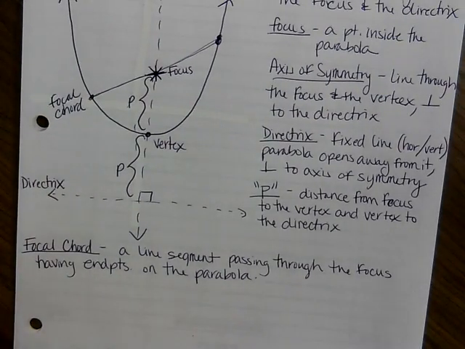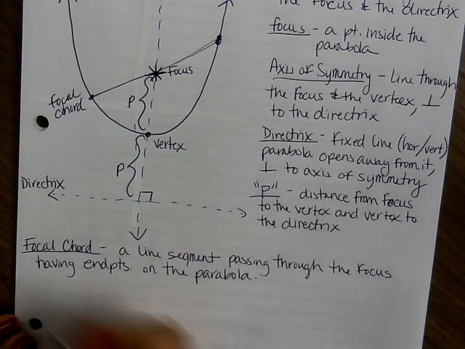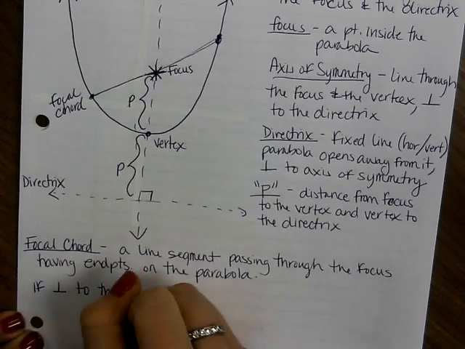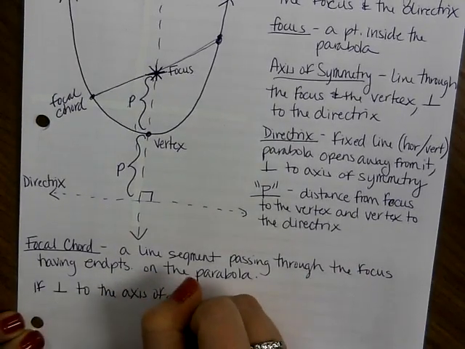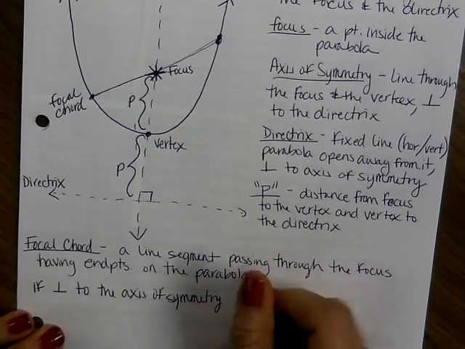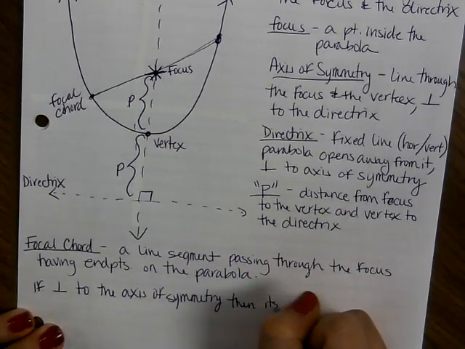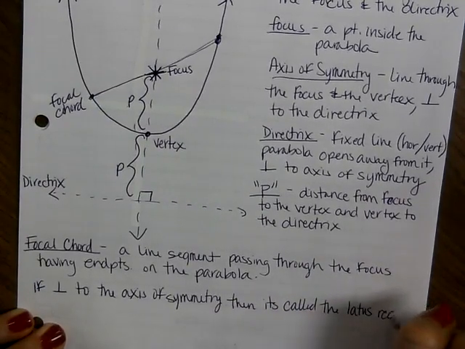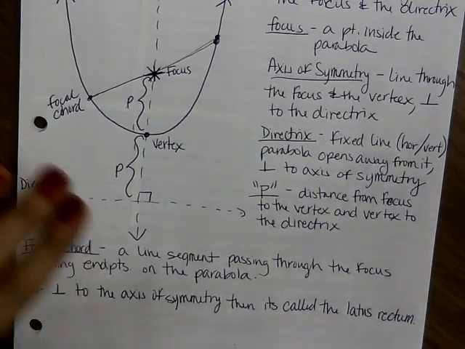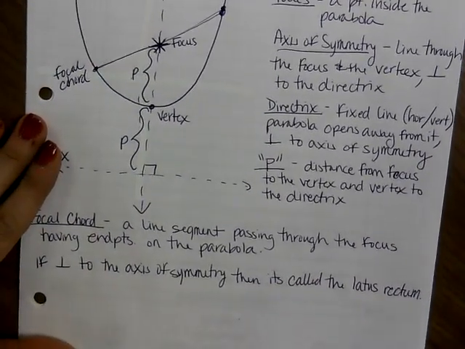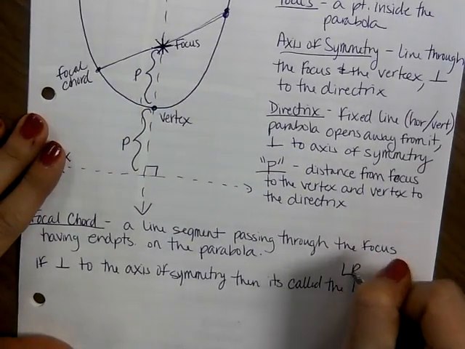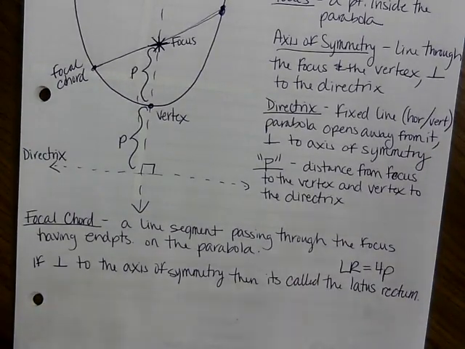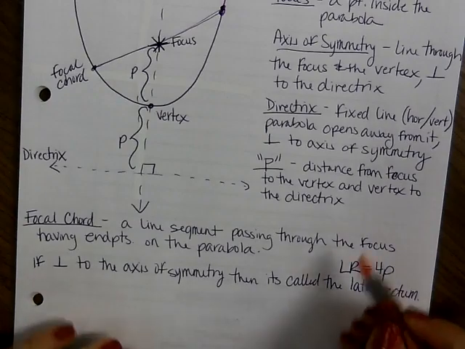Okay, but now there's a special type of focal chord. If it's perpendicular to the axis of symmetry, then it's called the latus rectum, and I don't know why it's called that. I think it's torture for math teachers, but we're going to call it the LR because it's much more comfortable to say. Okay, so we're going to call it the LR, and it's importantly equal to 4p. Okay, so this is the whole reason we're going to use this. It's going to help us to write the equation. All right, so you have to remember this.